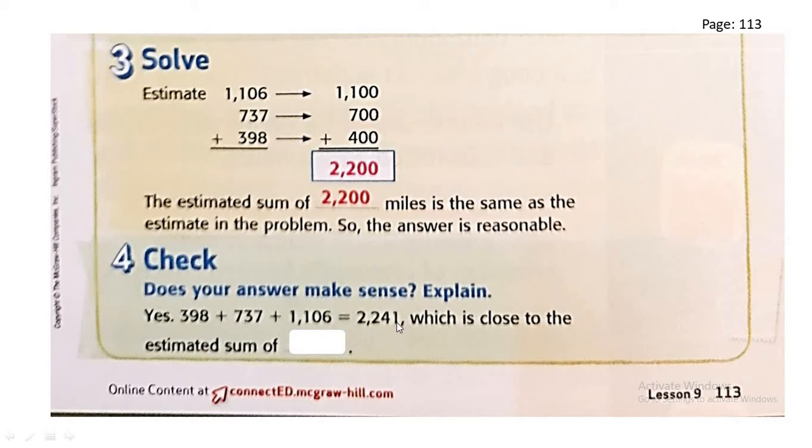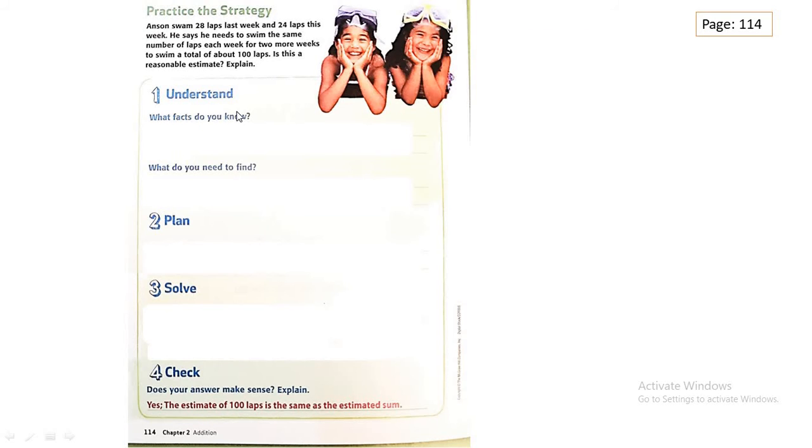2,200. If you round this number to the nearest hundred, you will get 2,200. So our answer makes sense, right? Good. Let's see the next example.